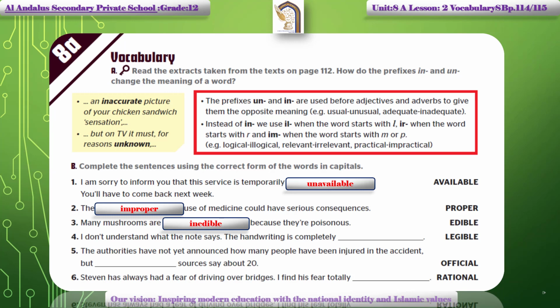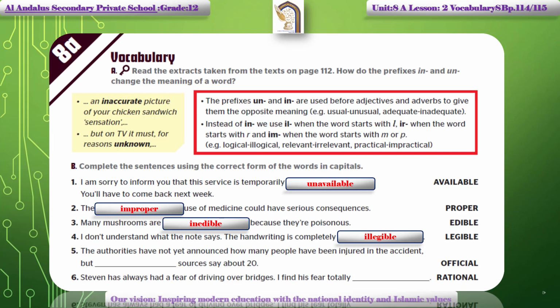Number 4. I don't understand what the note says. The handwriting is completely legible. When something is legible, it is written in clear handwriting so that it can be read. But the correct meaning is, very good, illegible. So the whole sentence can go on like this. I don't understand what the note says. The handwriting is completely illegible. This means it is not clear enough so that we can read it.